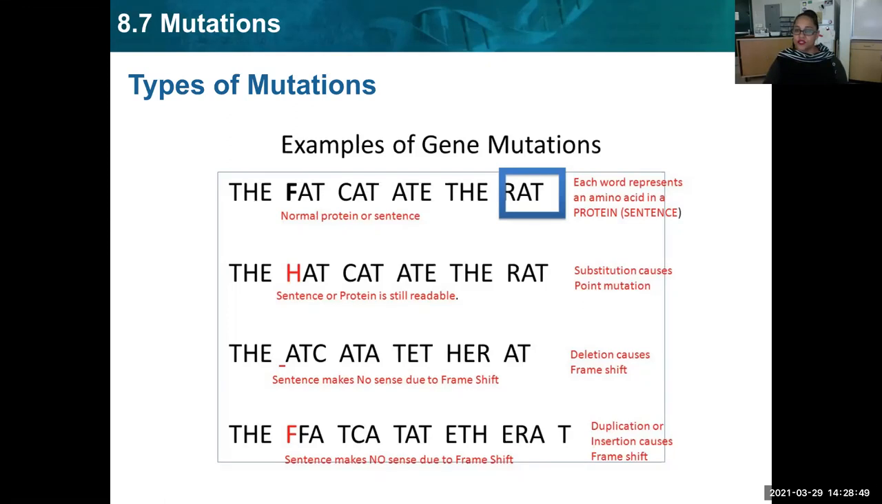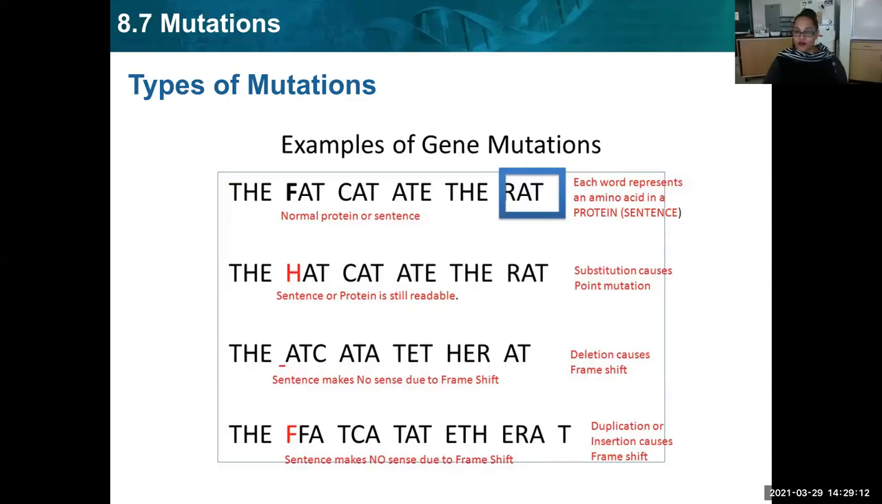A substitution mutation is also called a point mutation. So we're playing with that first F in the fat. So if we replace the F with an H, it becomes the hat cat ate the rat. You can still read that. It doesn't really make sense, but it's not completely unreadable.